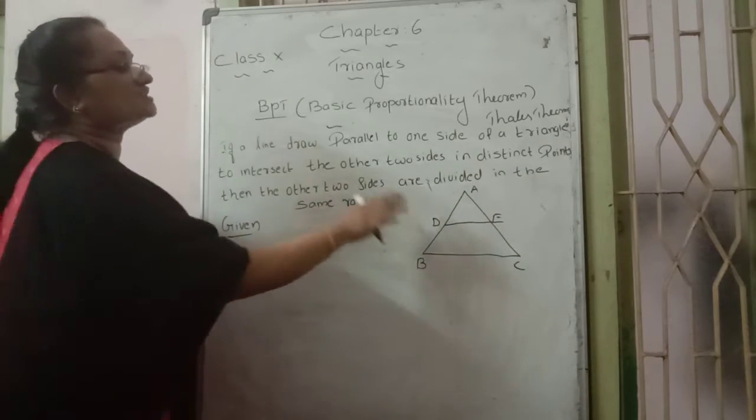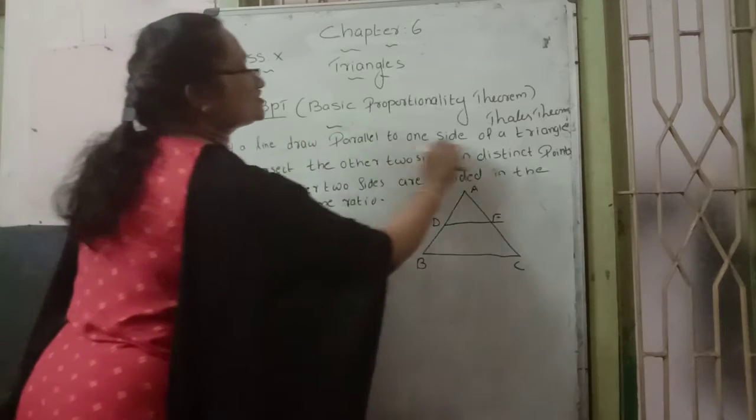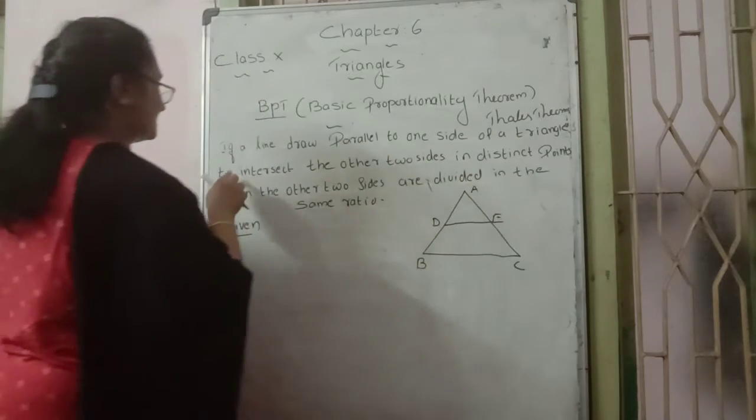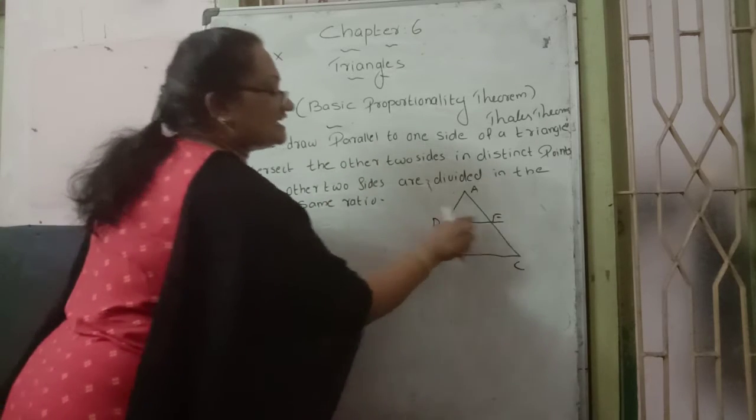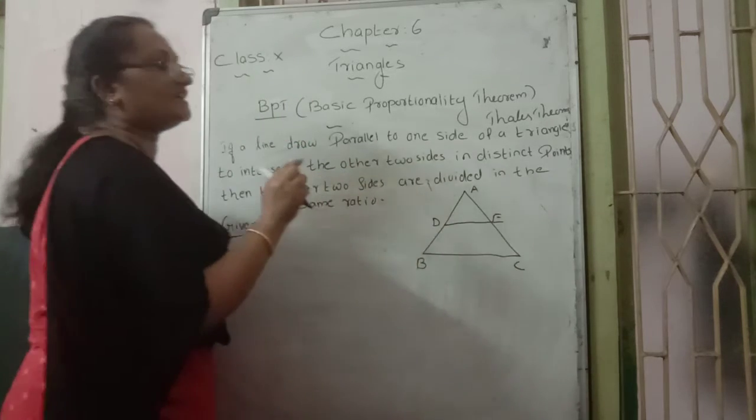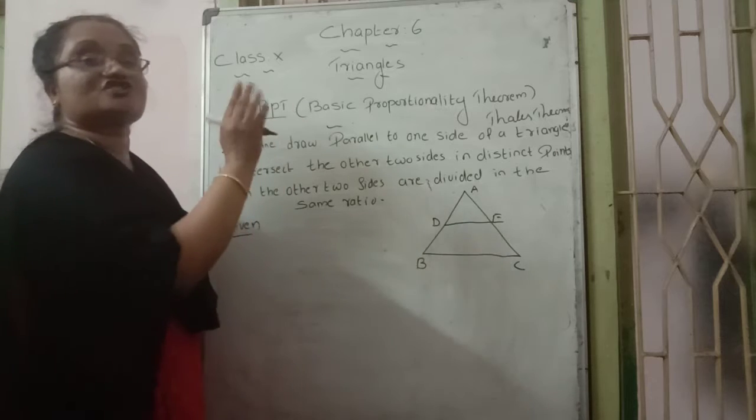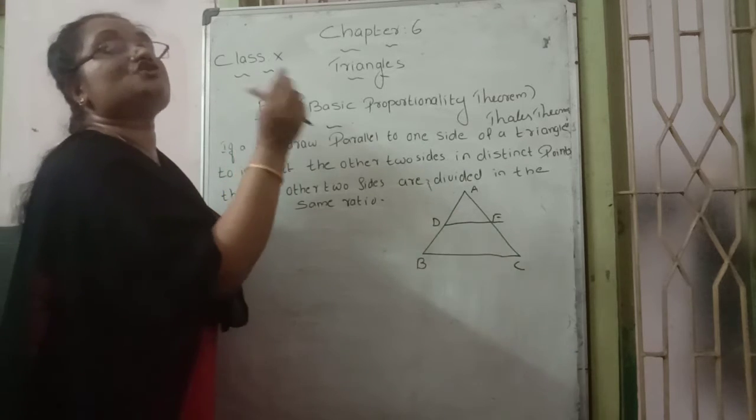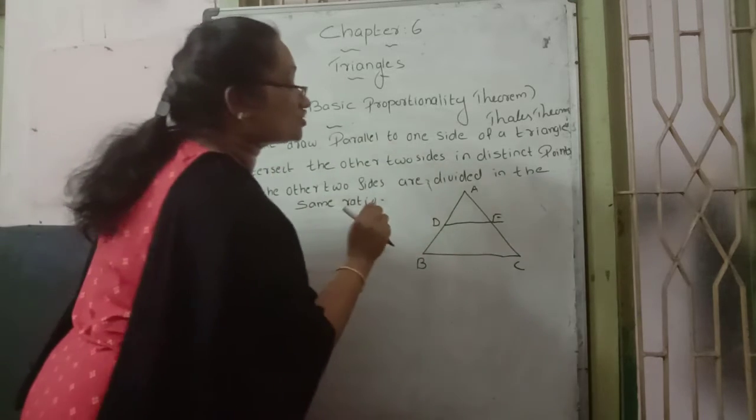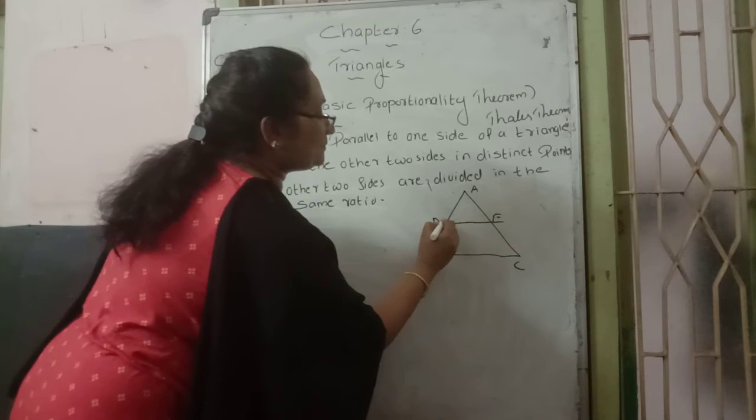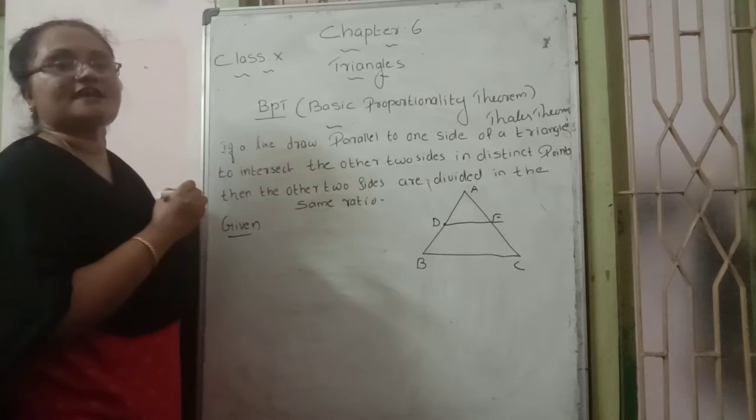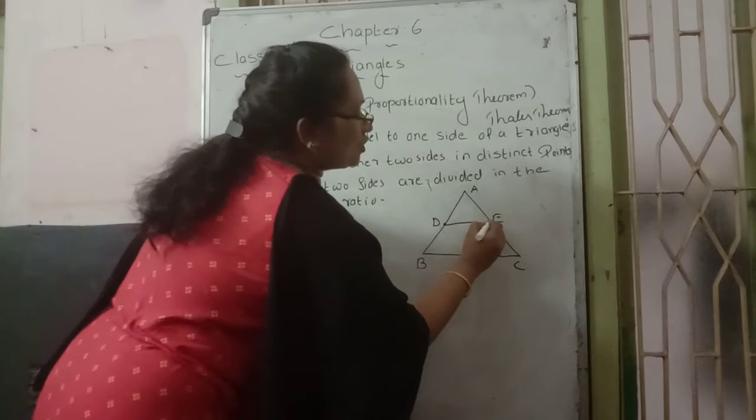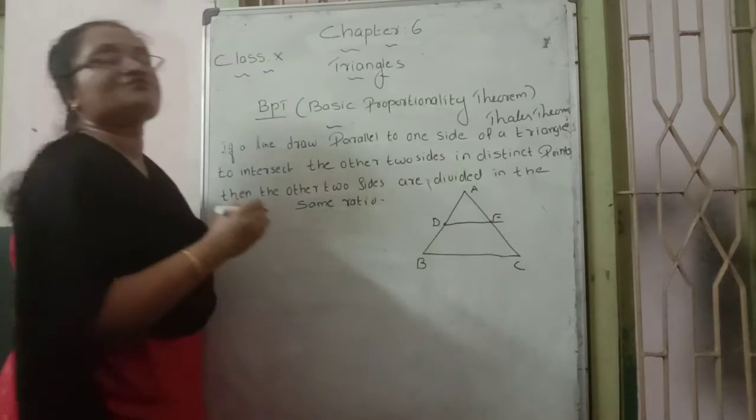BC side of this triangle. That is the first line: one side of a triangle to intersect the other two sides. Which line? The DE line intersects, cutting the other two sides of the triangle. Which are the two sides? Here point D cuts the AB line, intersecting the AB line, and point E intersects the AC line.